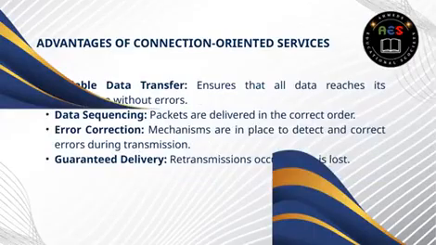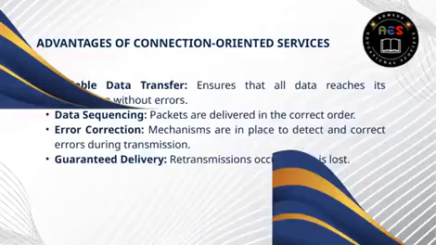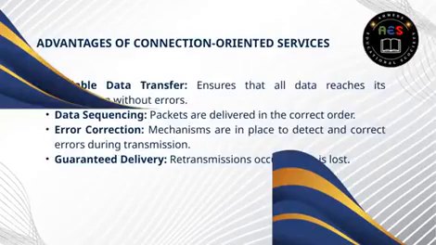So let's talk about reliable data transfer. This is all about making sure that every piece of data actually reaches its destination without any errors along the way. It's like ensuring that a message you send doesn't get scrambled or lost. Next, we have data sequencing. This is really important because it guarantees that packets of data are delivered in the correct order. Imagine receiving a letter where the pages are all jumbled. It's confusing.